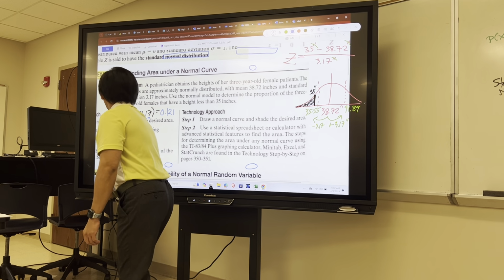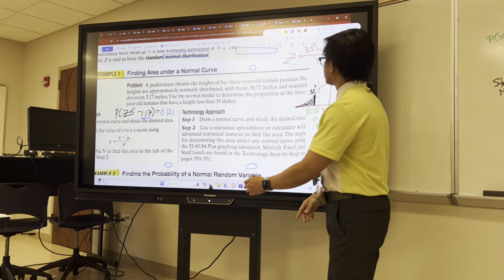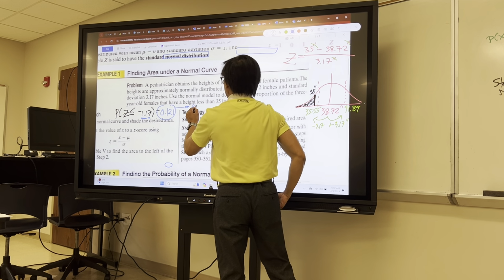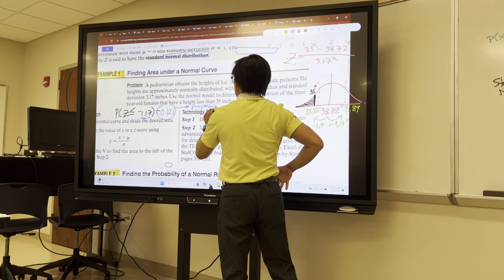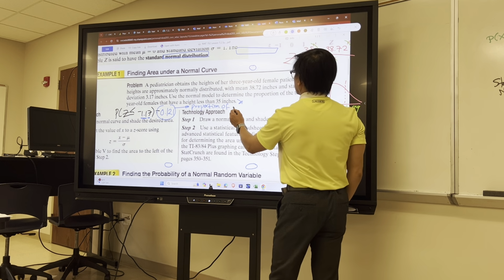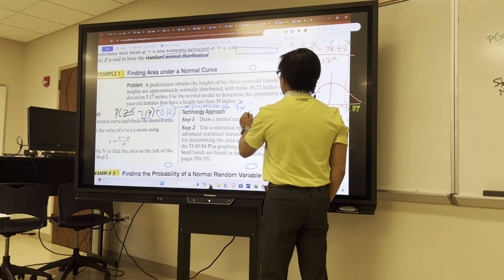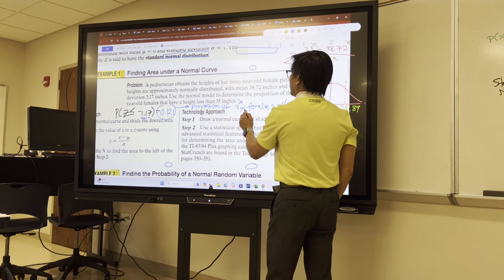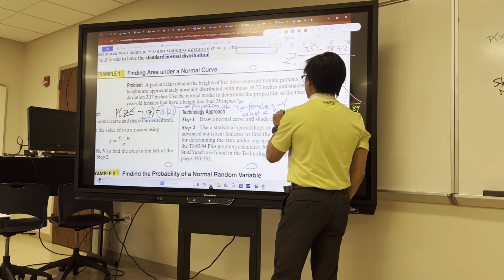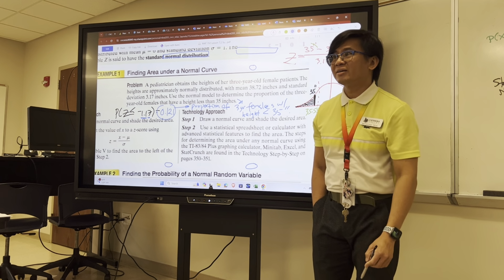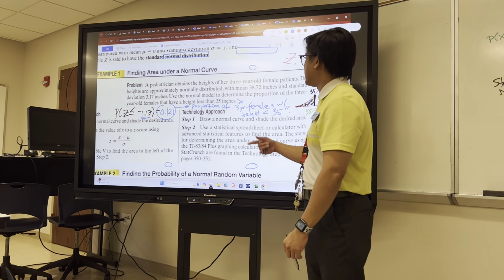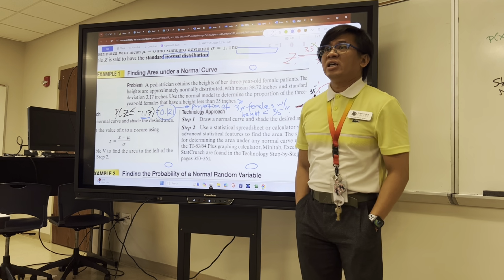Where is that now? Are you talking about on the chart? This is the proportion of 3-year-old females with height less than 35 inches. Good. Okay. So again, those are the proportion of 3-year-old females with height less than 35 inches.